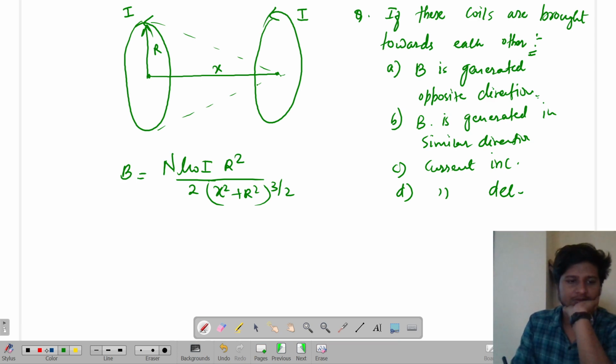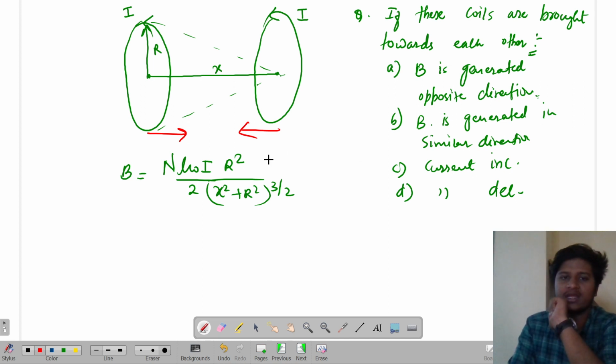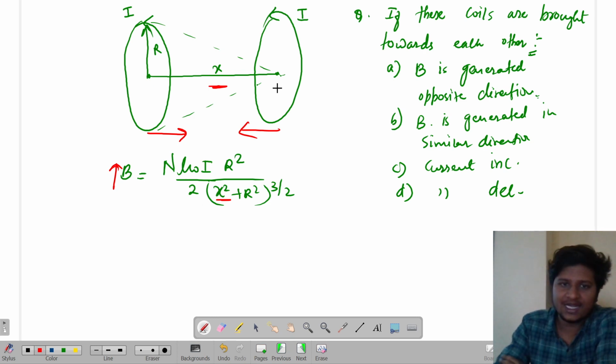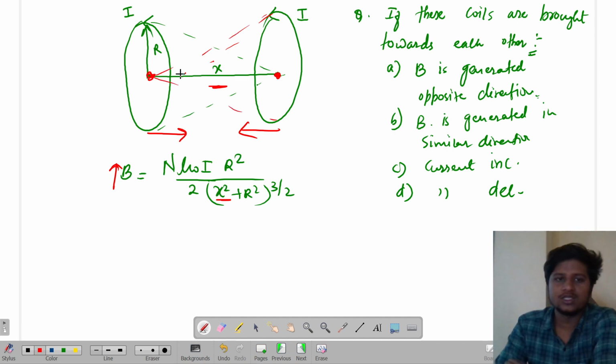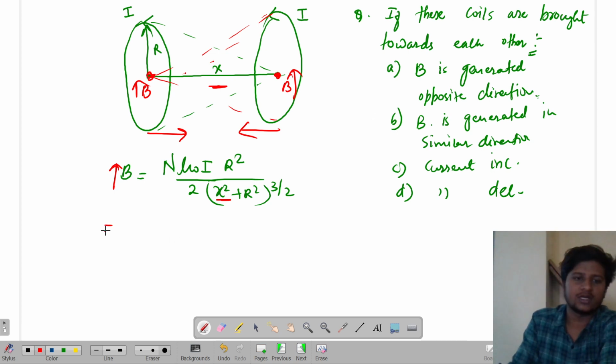So now look over here. What is happening? You are bringing these loops towards each other. If I am bringing the loops towards each other, what is decreasing? x is decreasing or not? If x decreases, what should increase? Magnetic field should increase. This ring will also have the same magnetic field at its center or not? So is the magnetic field at both of the rings increasing? If magnetic field increases, flux through both of these rings will increase or not? So flux is increasing.